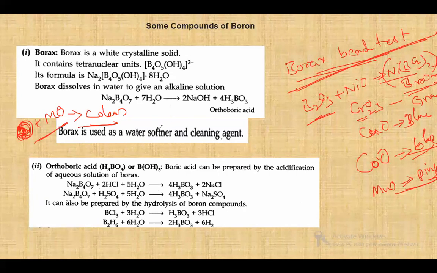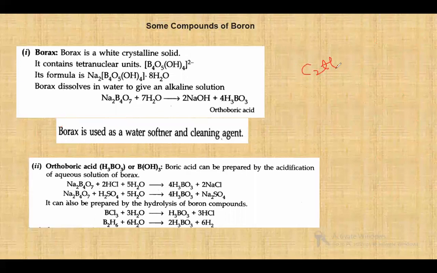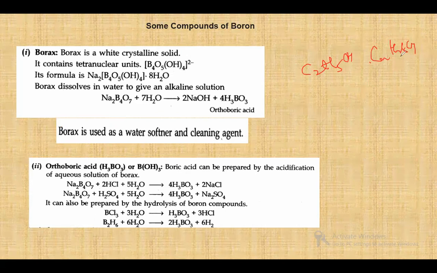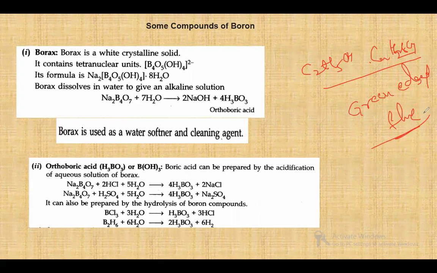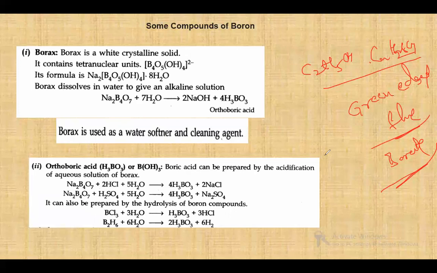Similarly, when borax is treated with alcohol like ethyl alcohol, C2H5OH, and a little concentrated H2SO4, it burns in the flame giving a green-edged flame. This is the test used to identify borate, the test for borate. So this is used in qualitative and quantitative analysis. Borax is the first compound. Clear?